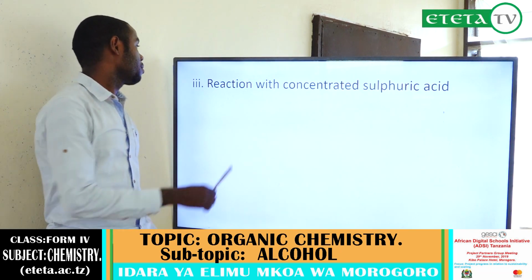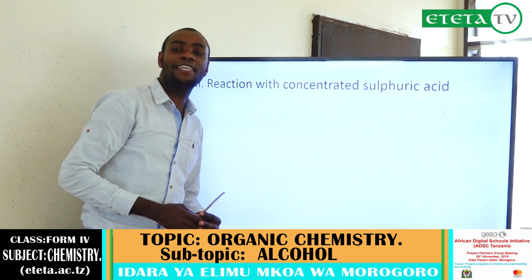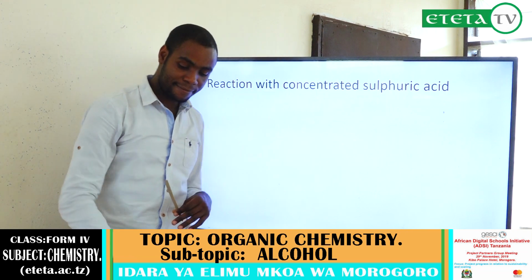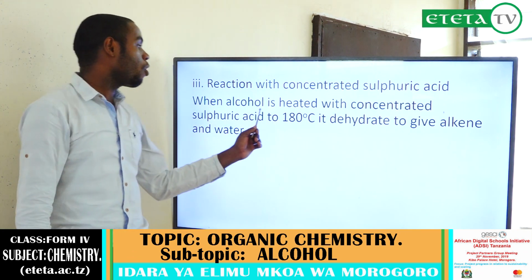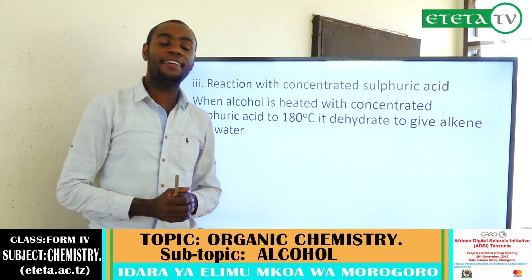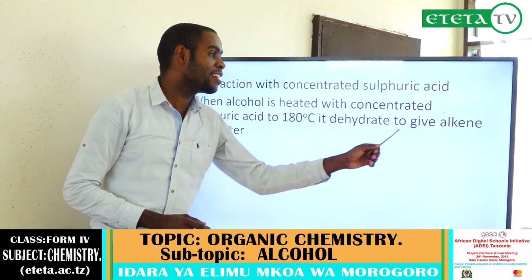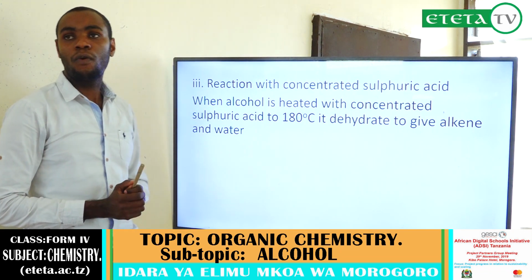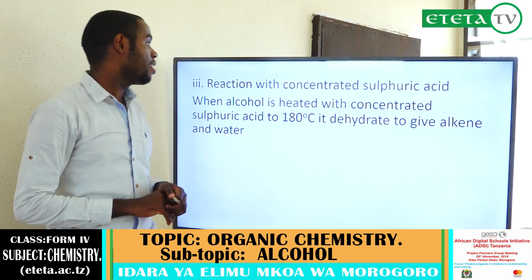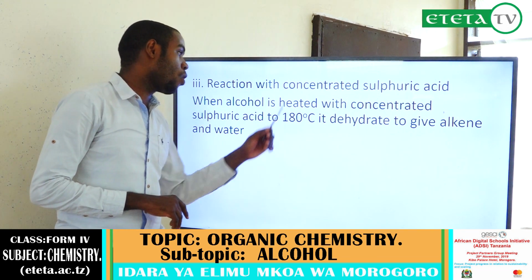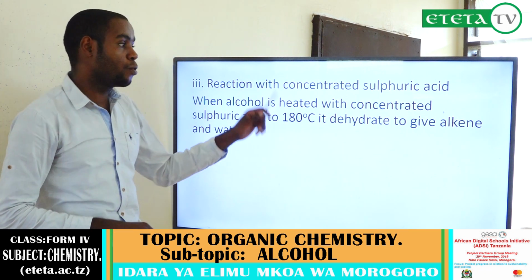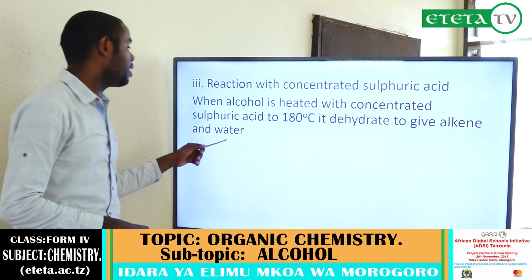Another reaction is the reaction with concentrated sulfuric acid. How does this occur? When alcohol is heated with concentrated sulfuric acid at 180 degrees centigrade, it dehydrates to give alkene and water. So this is a dehydration reaction. The product produced is alkene and water.